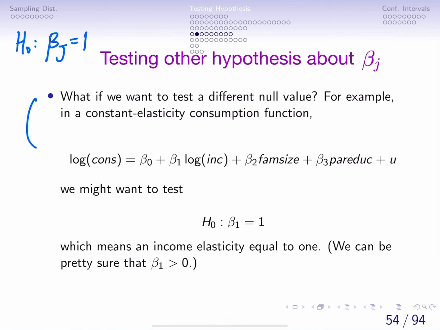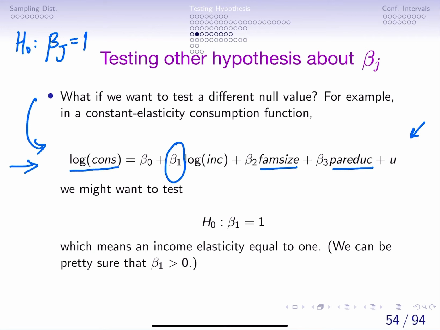So let's take an example here to see what we could do if we hypothesized a different value in the null hypothesis. So here you see we are trying to estimate income elasticity, where we are saying that the log of consumption depends on the log of income, family size, parental education, etc. So this is our population model, and we are interested in testing the hypothesis for this coefficient here. So this population parameter here.